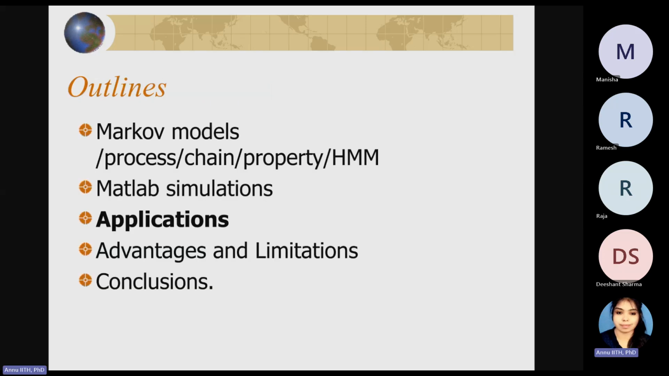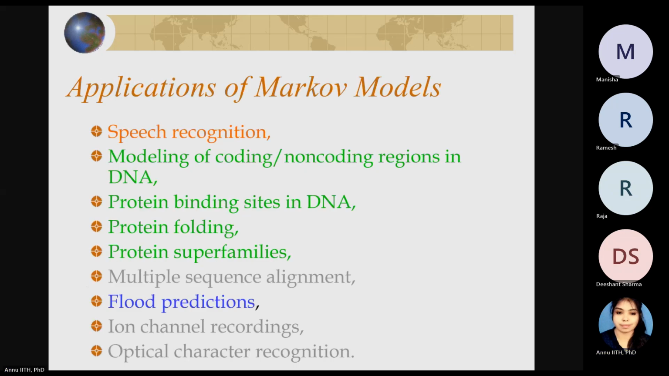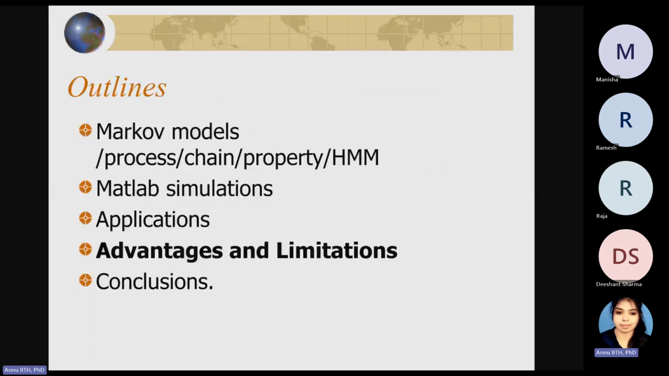So applications of Markov models are speech recognition, modeling of coding and non-coding regions in DNA, protein binding sites in DNA, protein folding, protein superfamilies. So these are some. So what are the advantages and limitations?